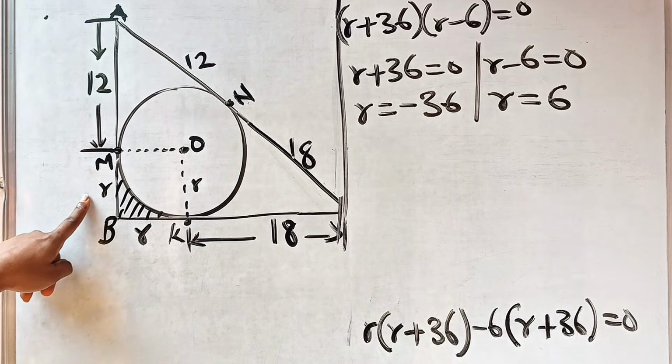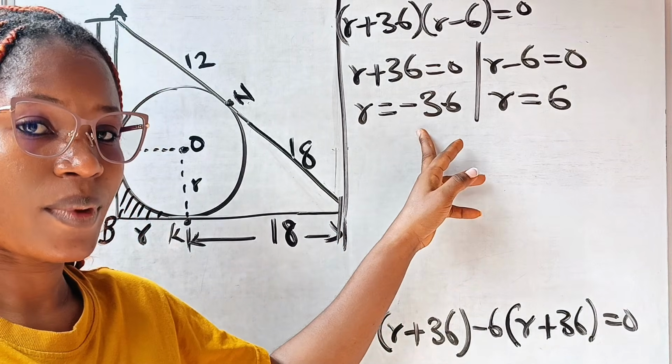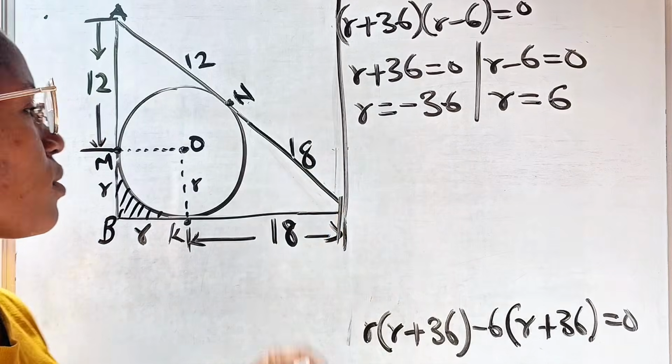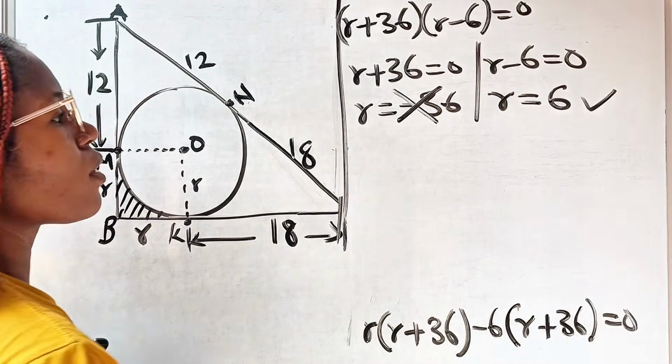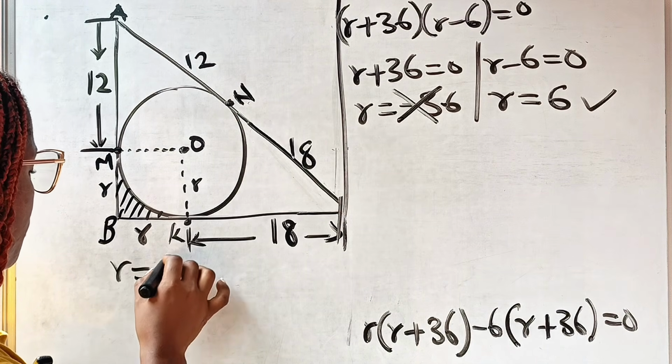But remember that radius cannot be a negative number because radius is a length that we can see. So as a result of that, it cannot be negative. Therefore, we are not going to pick this, but we are going to take our r to be equal to 6. So we have r to be equal to 6.